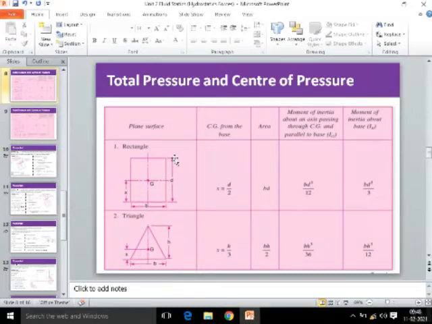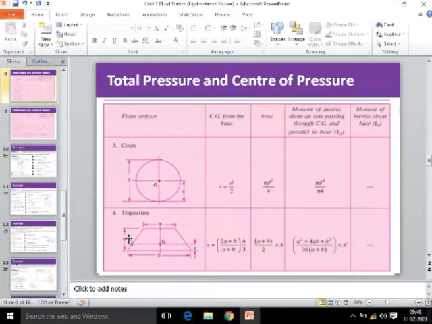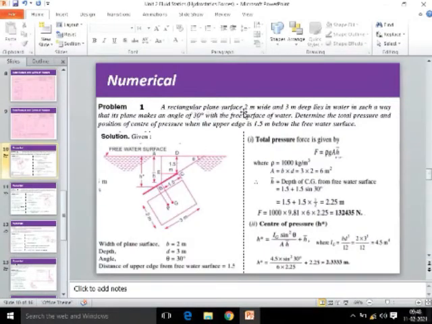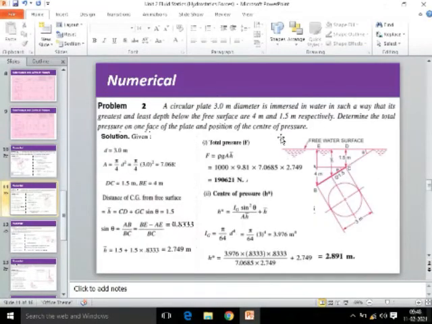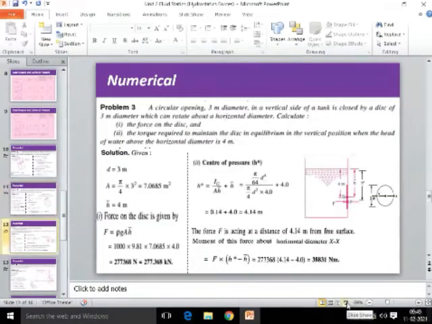After that, in our last lecture, we had also seen two problems. In the first problem, we had a rectangular plate inclined at an angle theta, where the value of the angle was directly given. The second type of problem was one in which the value of angle was not given, but the depths of both the ends were given, that is 1.5 meter and 4 meter from the liquid surface.